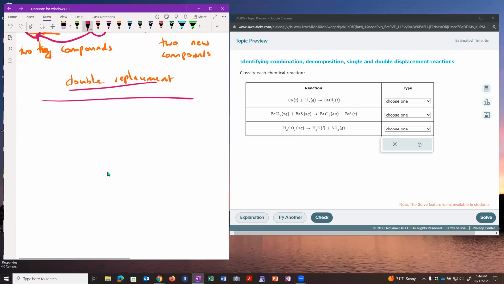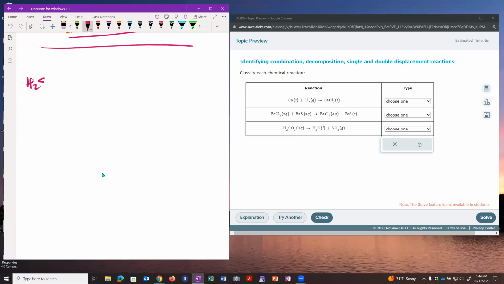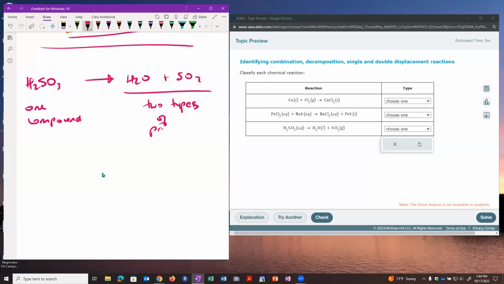And then in the last one here, we have H2SO3. Okay, so we have one compound to begin with, one type of compound to start with. And then this becomes H2O, and then it becomes SO2. So we have two types of products, or more than one, would be a more generic way. So we have one thing to start off with that breaks down to two or more things. What's happening there is that initial reactant is decomposing. So it would be an example of a decomposition reaction, or breaking down.